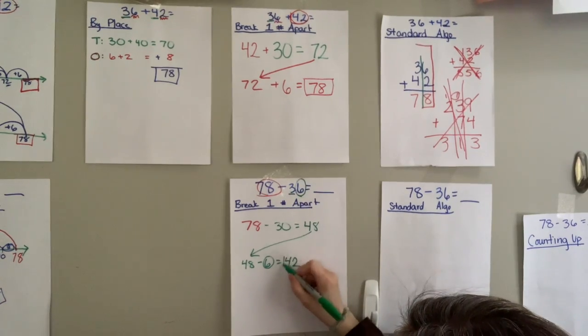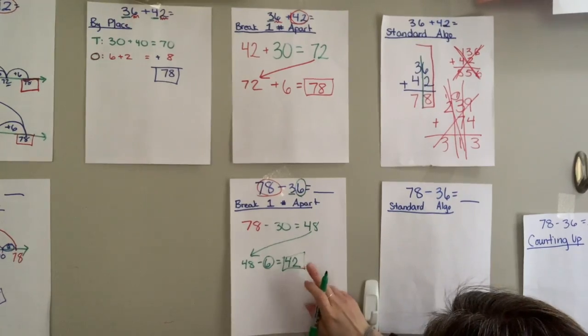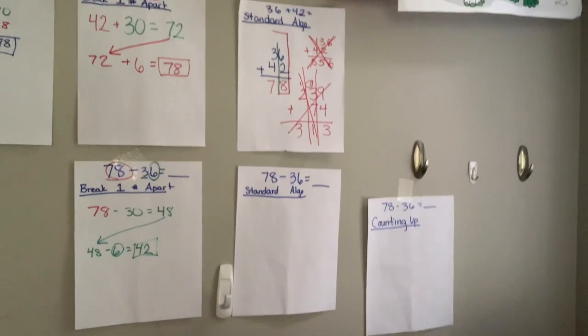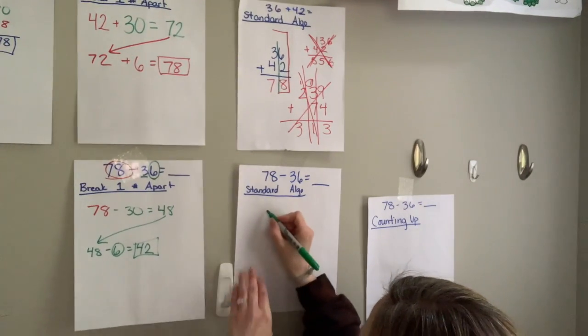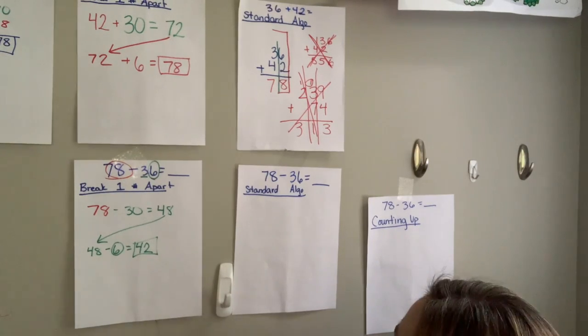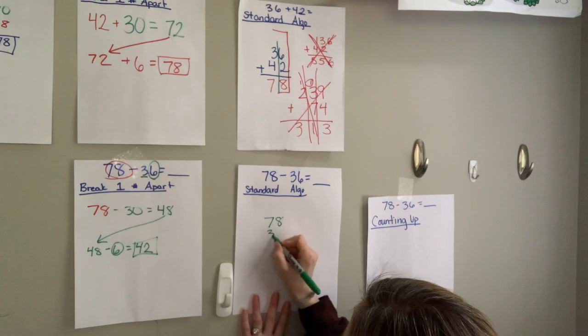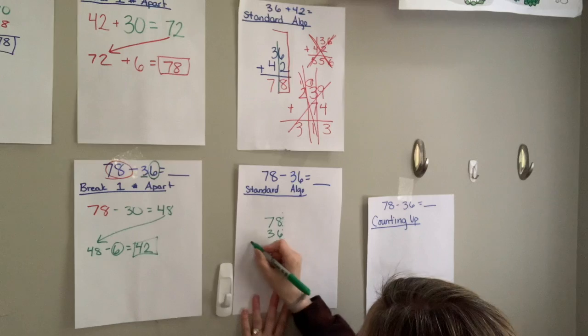I would say that for most of my kids, this ends up being the strategy that they're using, or what I call their go-to strategy. Standard algo. You should all feel very familiar with this. Well, I hope. So what we're going to do is line up our numbers. As I tell my kids, always do the ones column first. It's so important that they learn to line up those numbers, that they don't misalign the numbers.